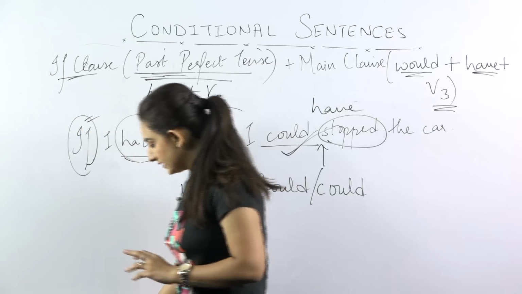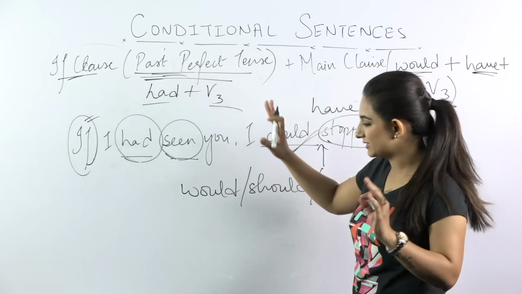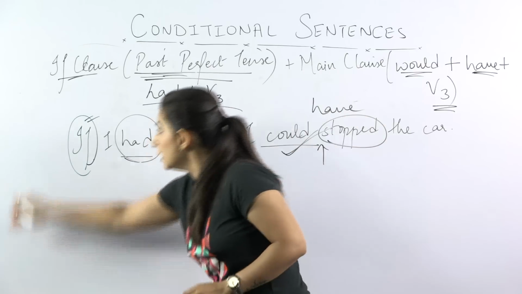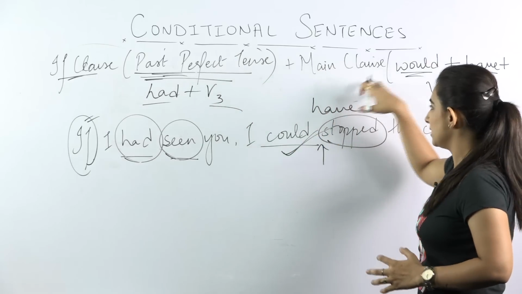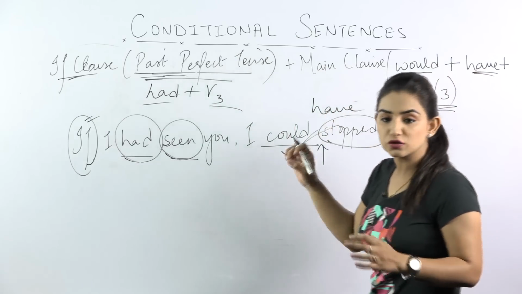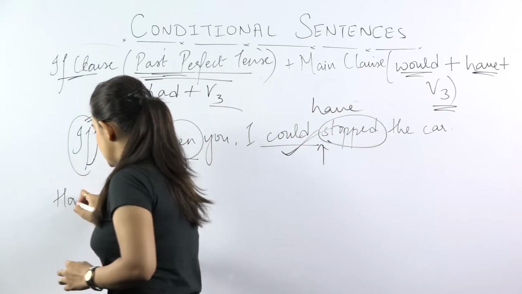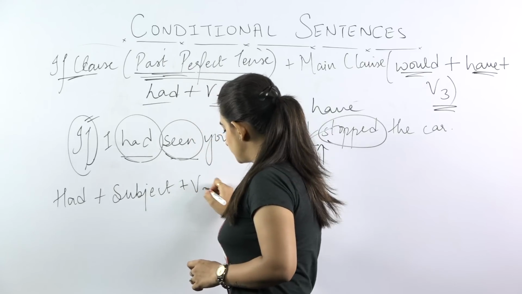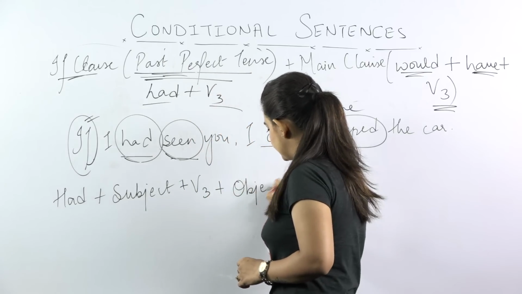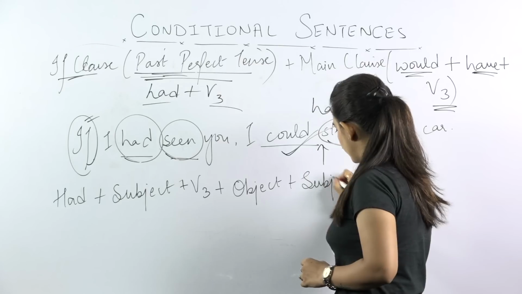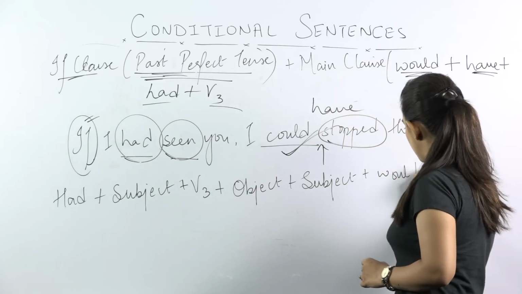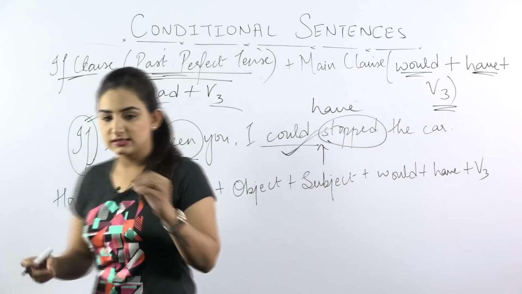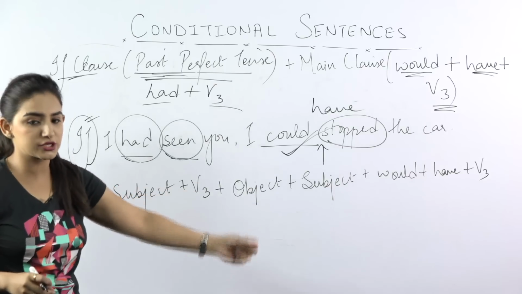So let's quickly take a review, or rather I would give you one more thing कि इसी sentence structure को you can begin with had as well. आप इसी को जब आपका if clause past perfect tense में दिया रहता है, main clause would have V3 follow करता है, तो इसको आप एक और तरह से लिख सकते हो. It says had plus subject plus verb's third form plus object plus subject plus would have V3. So what happens is had, subject, V3, object, subject, would have V3.